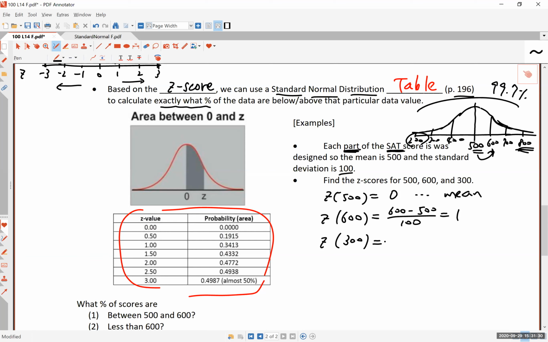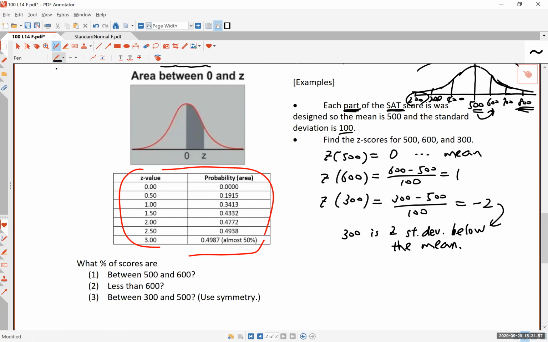If you didn't do so well, and let's say you got 300, then 300 minus 500 divided by 100 will give you -2. And that means, again, 300 is 2 standard deviations below the mean. That will put you below the average student. So that's how they calculate these things.